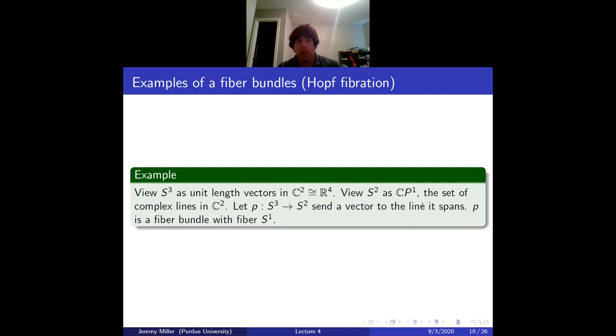And this is a fiber bundle. I claim the fibers are S1. Given a point in S2, viewed as a line in C squared, we're asking how many unit length vectors span that line. So the fiber is S1, viewed as the set of unit length vectors in a complex line. Any questions?